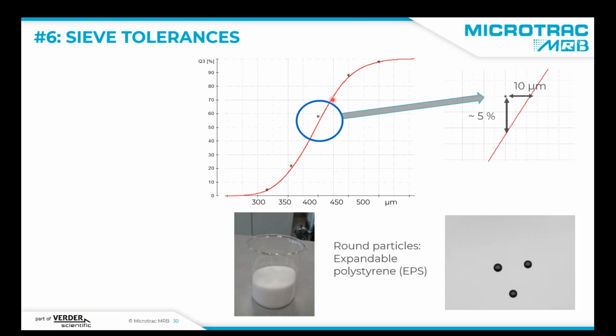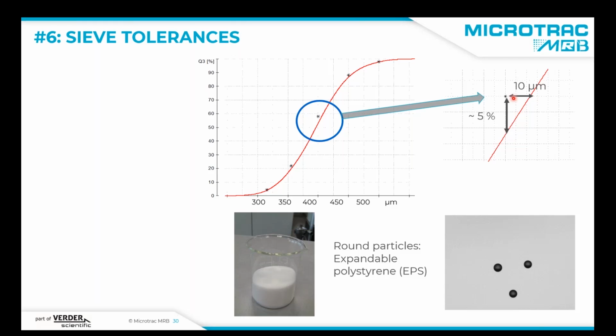If you look at this data point very closely, you see that there is a difference of 5% in amount, which sounds like much. 5% is a lot, but the difference in size is only 10 micrometers. And as we have seen on the previous slide, for a 400 or 450 micrometer sieve, 10 micrometers is very well within the range of the tolerance. And this explains this little offset here.